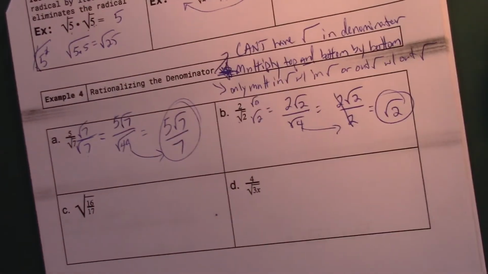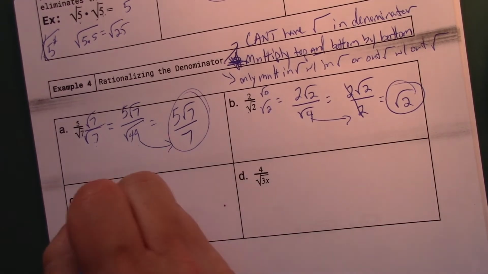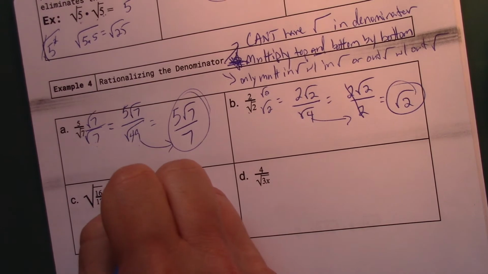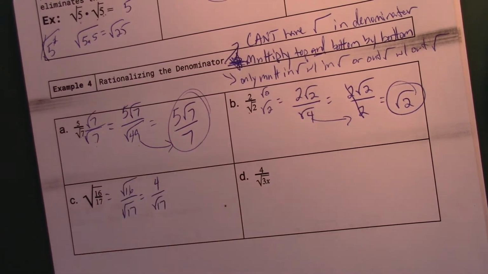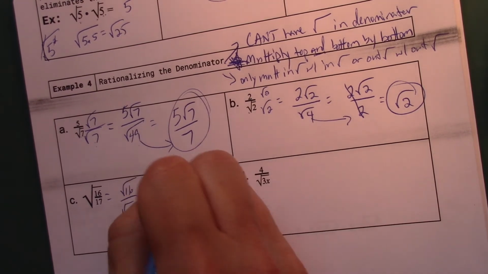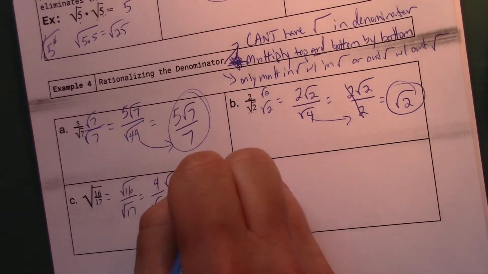I get square root of 2. So simplify them when we can, right? This next one, square root of 16 over square root of 17, is really 4 over the square root of 17, right? But I can't add that in the bottom. So square root of 17 here, square root of 17 here. I get 4 square roots of 17 over.